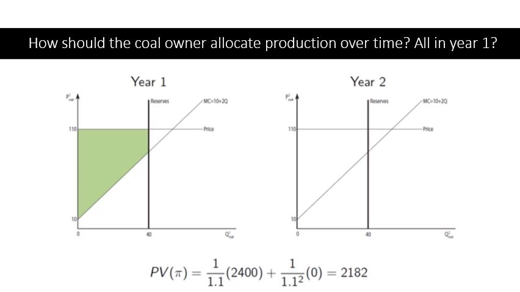How should the coal owner allocate production over time? Should they do it all in year 1? We're going to solve this problem graphically first, and then we'll do it analytically. If the resource owner allocates production all in year 1, their producer surplus, or their present value of profits in this case, is the green polygon. There's zero profit in year 2 because there's zero production in year 2. We've used up the entire stock of the resource, and profits are $2,182.